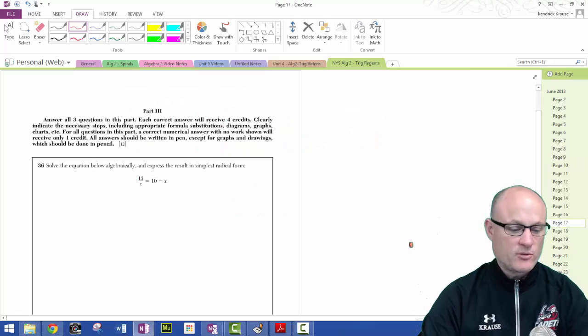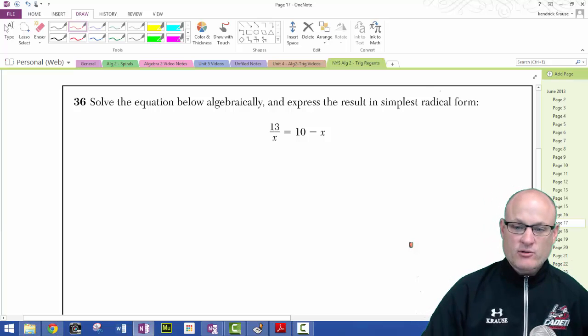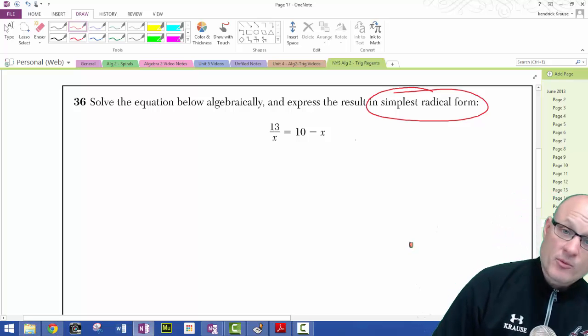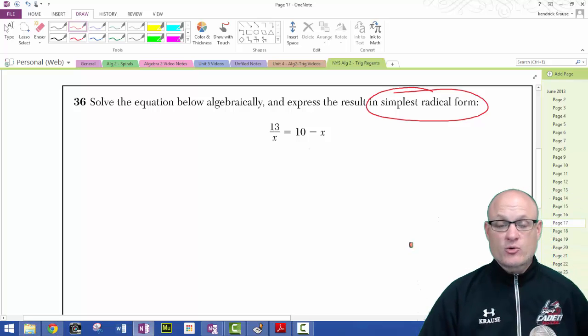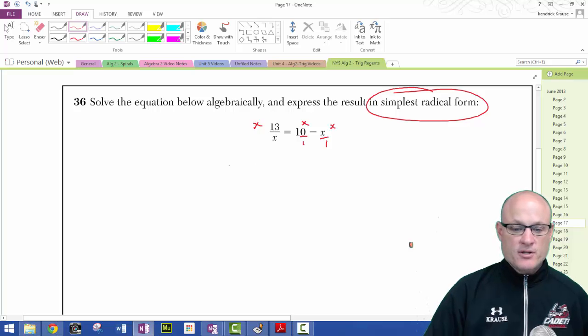17. Now we get 4-point questions. Okay. These aren't bad. Simplest radical form means you are not going to be able to factor this. You're going to either have to use the quadratic formula or completing the square. So, first things first. Common denominator is x. I'll multiply everything through by x. So, I get 13 equals 10x minus x squared.